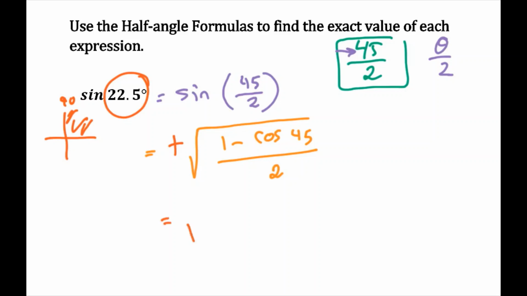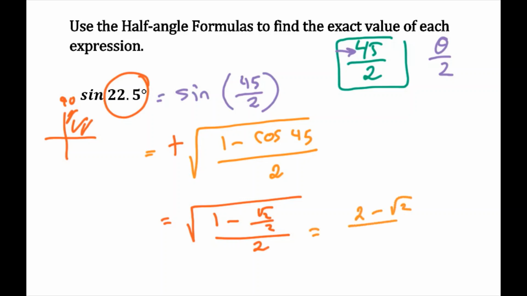Now it's going to be equal to square root of (1 minus cosine 45, which is square root of 2 over 2). You can find it by using the calculator, but this is a very famous angle. Then it's going to be square root of (2 minus square root of 2) over 4, and in simplest form, the square root of 4 is 2. The final answer: square root of (2 minus square root of 2) over 2.